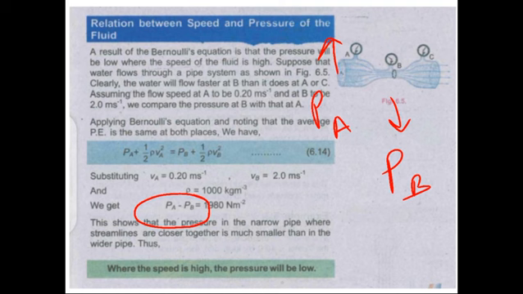Two examples are given in your book, of a tennis ball and an aeroplane. Kindly read these two examples, as they show the relation between speed and pressure of the fluid.